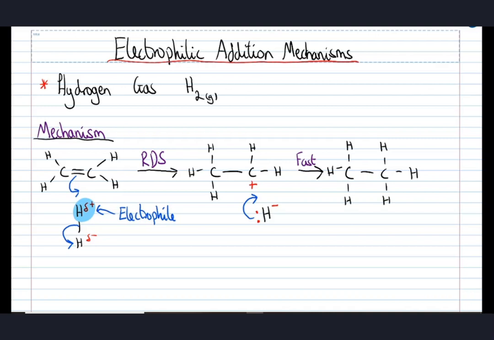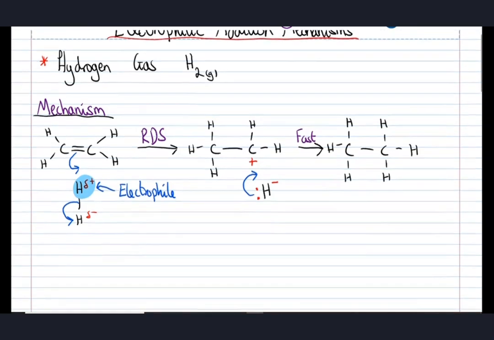So, quick checklist: 3 curly arrows, 2 partial charges, a positive carbocation, a negative ion, and a lone pair. And if you've got all those, chances are you've got it right.